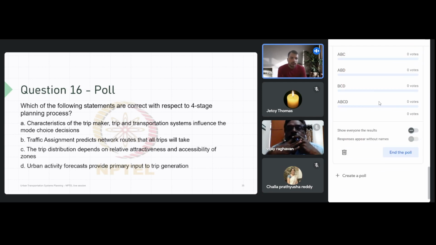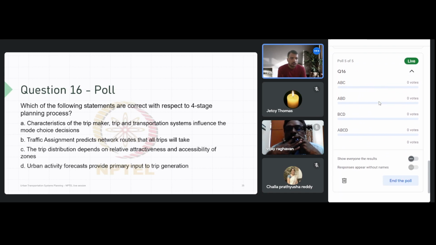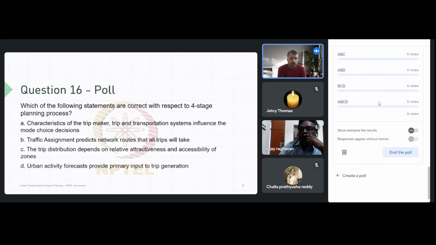Let's check if someone has responded in the poll. You are requested to please check the poll because I have put the options there. It will be easier to find the correct answer. Give one more minute because I think no one has responded correctly.